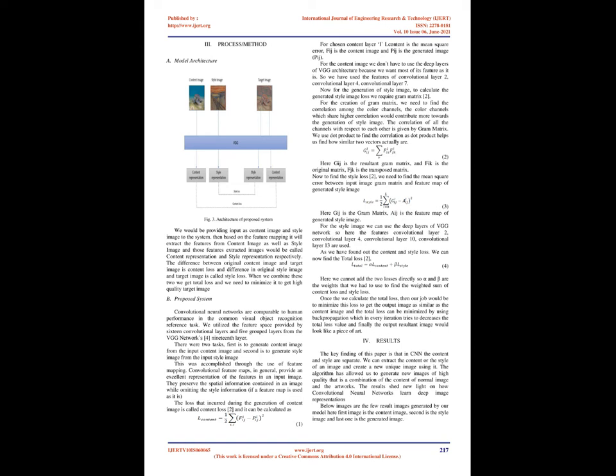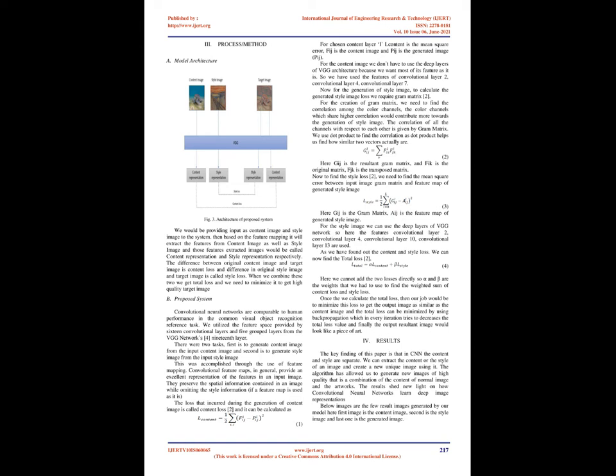Convolutional feature maps, in general, provide an excellent representation of the features in an input image. They preserve the spatial information contained in an image while omitting the style information. If a feature map is used as it is, the loss incurred during the generation of the content image is called content loss, and it can be calculated as in equation 1. Here G is the gram matrix, and the feature map of the generated style image is indexed by i, j.